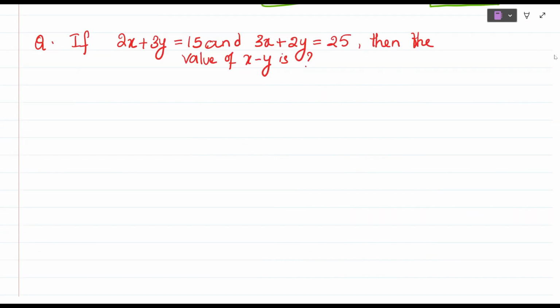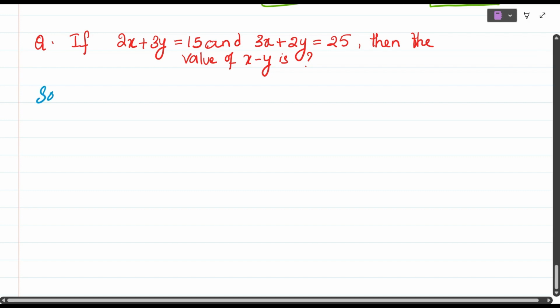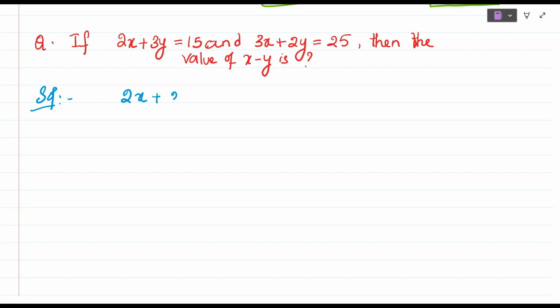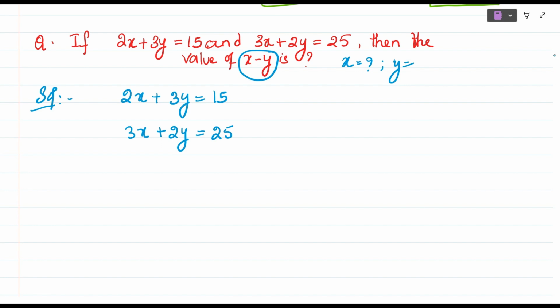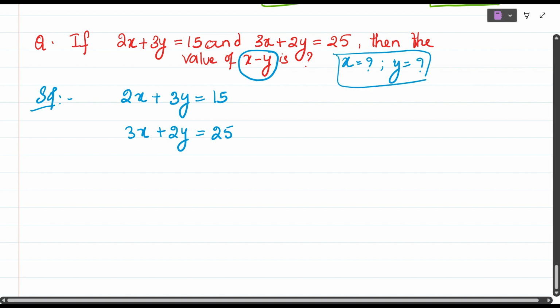Students, the next question they have given is, if 2x plus 3y, I am going to write the equations here. 2x plus 3y is equal to 15 and 3x plus 2y is equal to 25. Right? So they are asking us to find the values of x and y, and they are asking us to find the value of x minus y. So what we are going to do is first find the value of x and the value of y first. Right? So after finding these values, just do x minus y. You will get the answer.